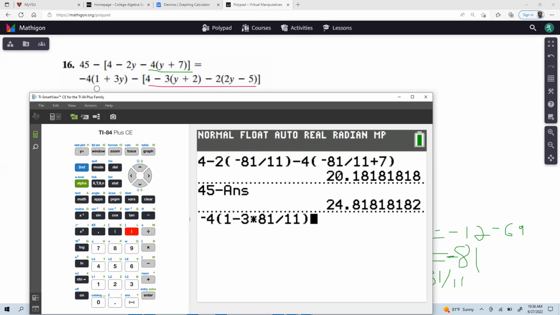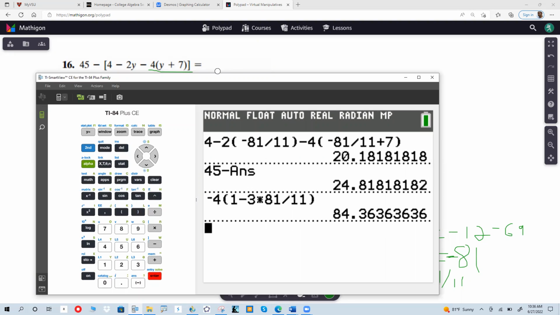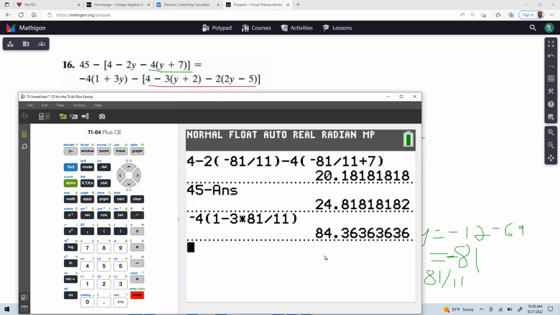This is -4 times 1 plus 3y. 3y is negative 81 over 11. And I have everything. I think it's correct. So that's just the first component. Enter. That turns out to be 84. Fine. Now I have to do the, and if it kicks us out, guys, don't worry, I'm going to be back, but I'm going to finish this.